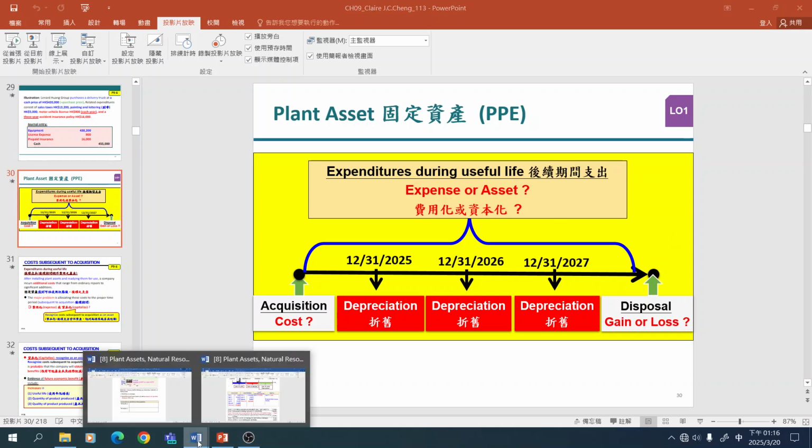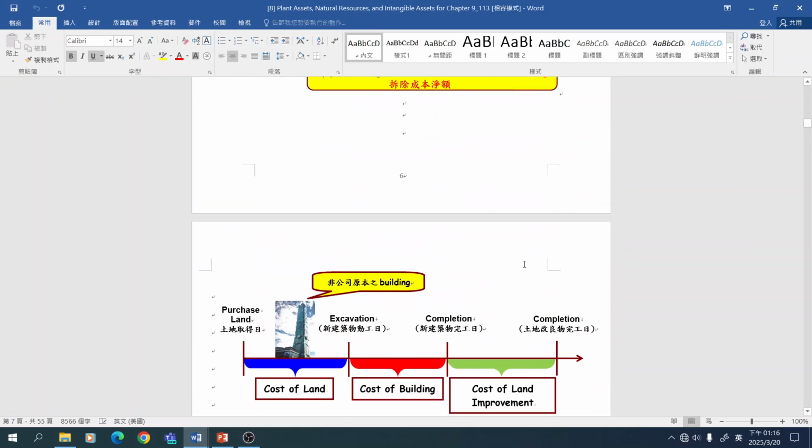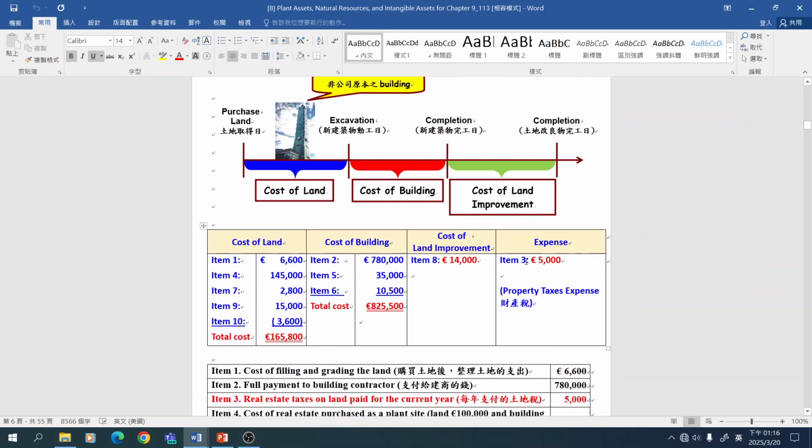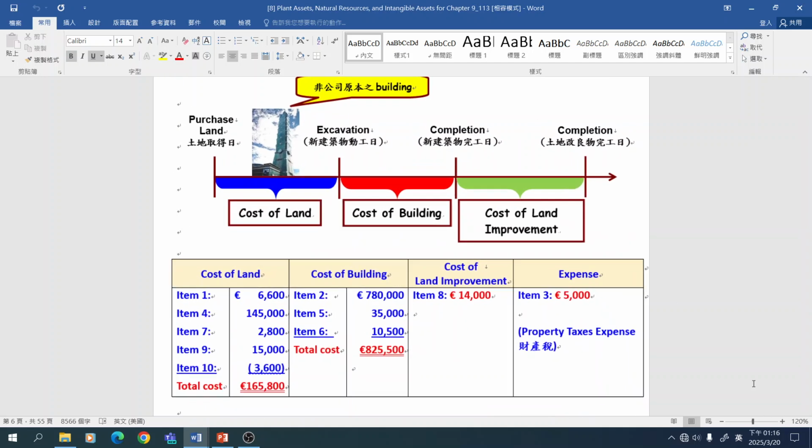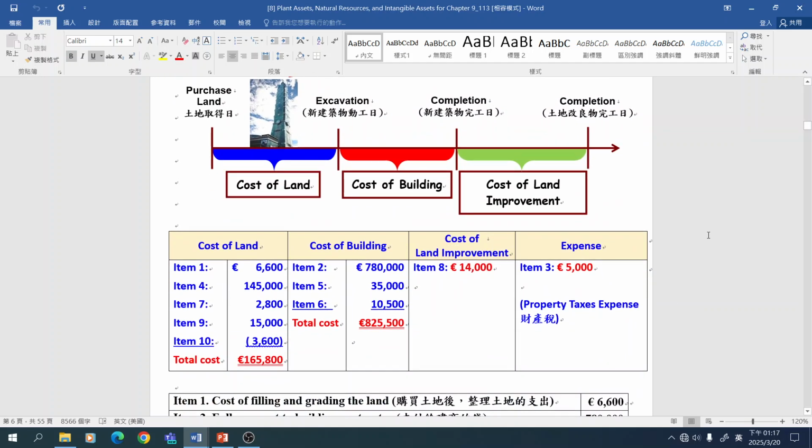So last week, we let you practice on your note, page 7, right? On your note, page 7, we ask you to determine the cost of land, right? So what's your cost of land? You buy the land. So when you buy something, usually it's 1 plus 2. So what's 1? Purchase price. What's 2? Make it ready for use.